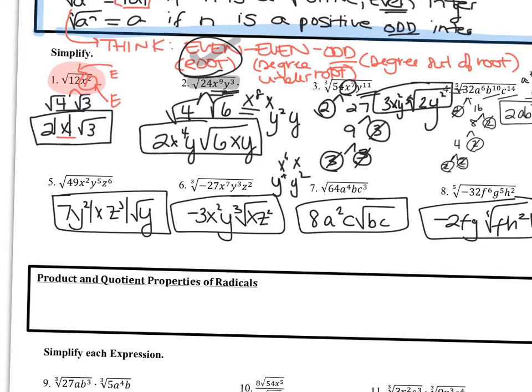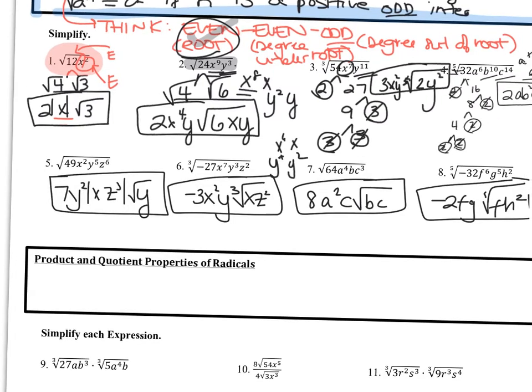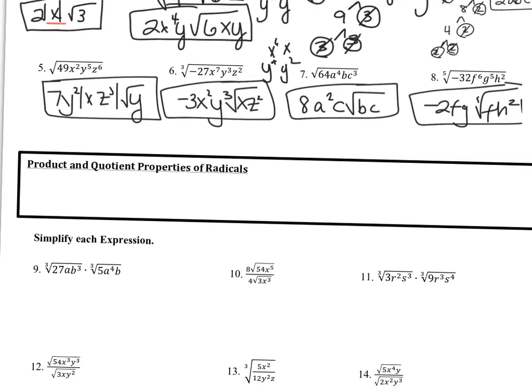So the answers are on the screen. If you have any questions on any of those problems, you can come and ask me. If not, we're going to go ahead and keep going. So I have product and quotient properties that I need to know. And we've already done these, but we're just going to really quickly review them.